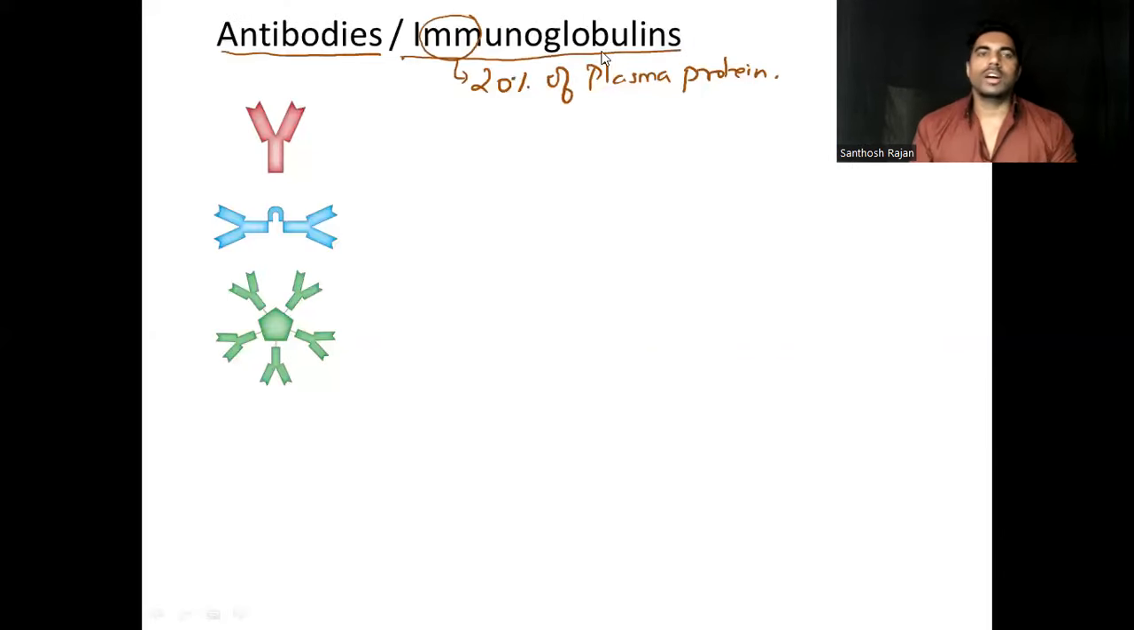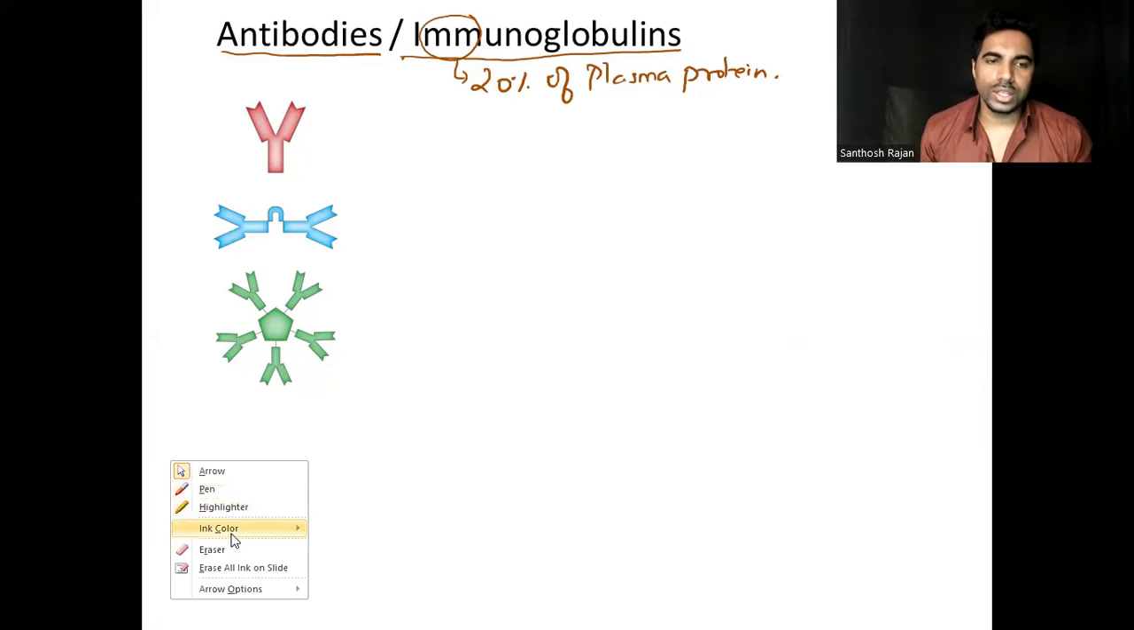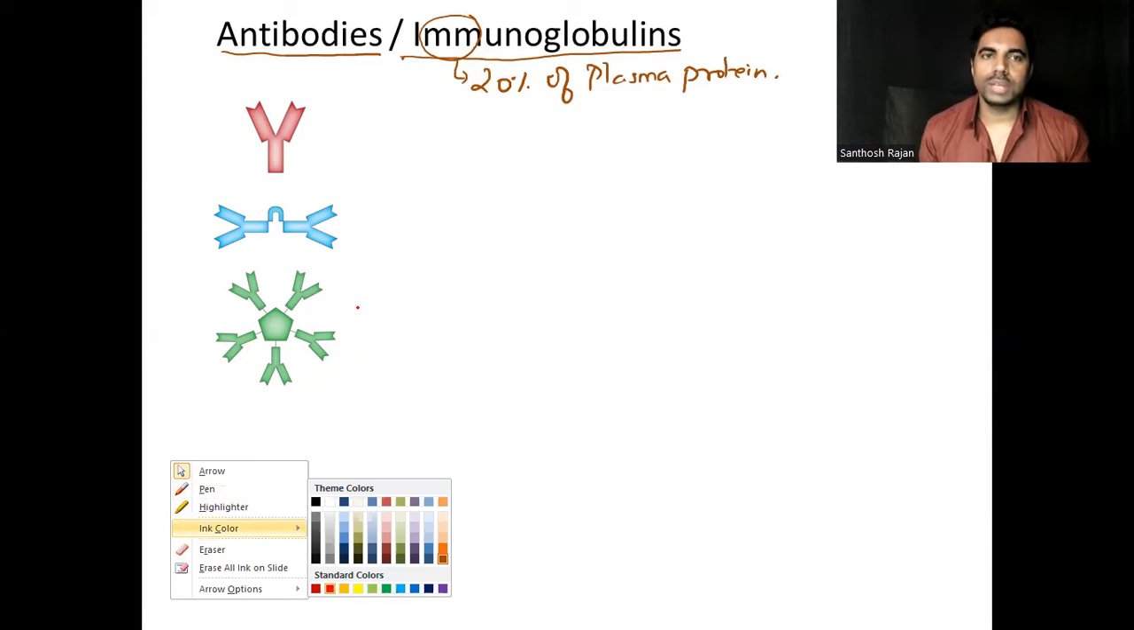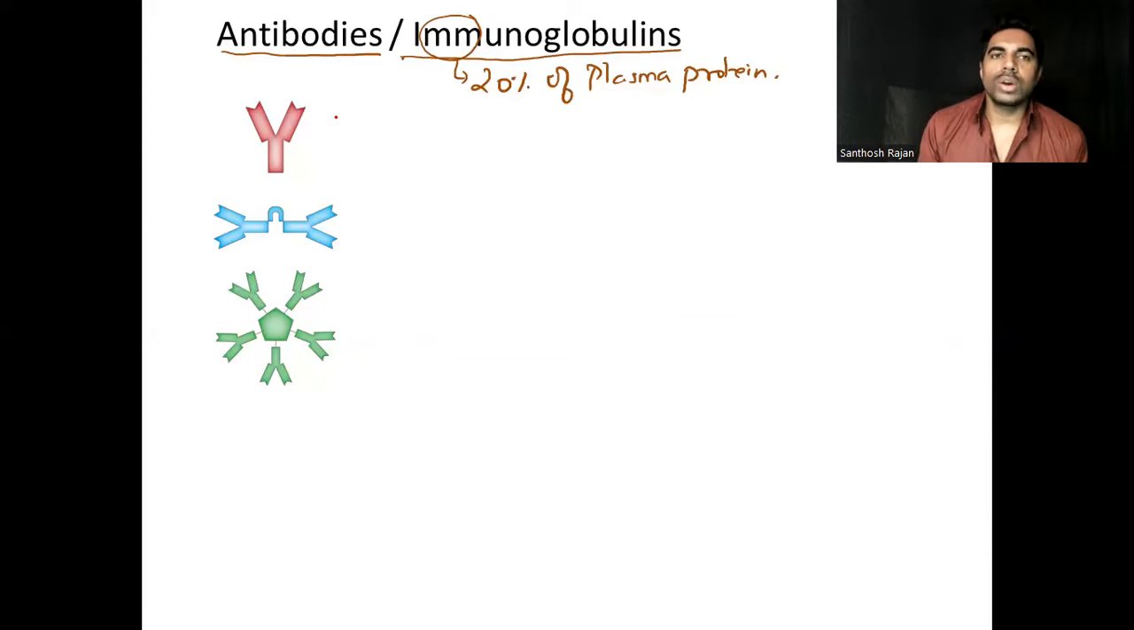Now you see, most of the immunoglobulins, that's something I want to add, but the space is a bit less, so let me fix it here only. Most immunoglobulins are monomers, some are dimers and some are pentamers. Monomers have only one unit, and the pentamers are joined by a J chain. This is what we call the J chain.